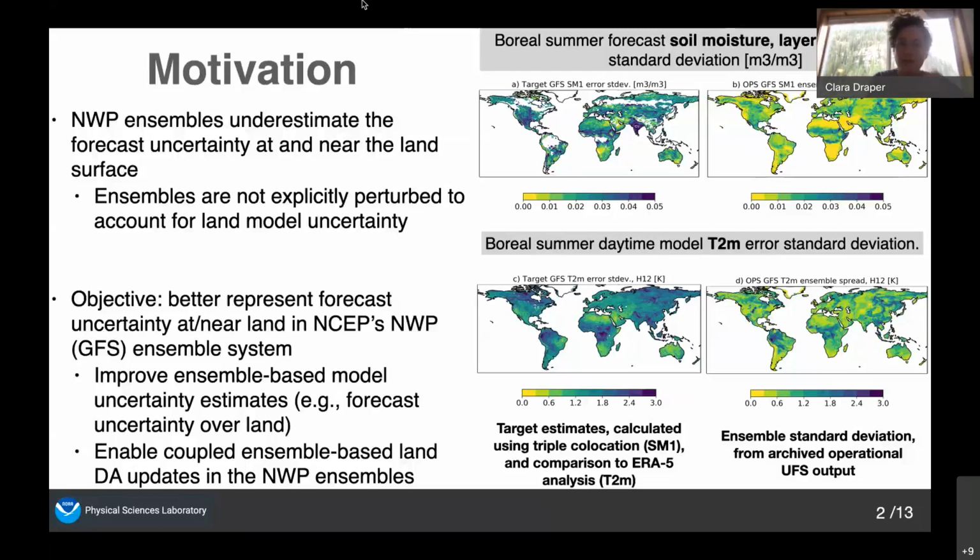And so, yeah, the objective of this work is then to better represent that forecast uncertainty at and near the land surface as a sort of first step to implementing, as I said before, a coupled land atmosphere data assimilation.